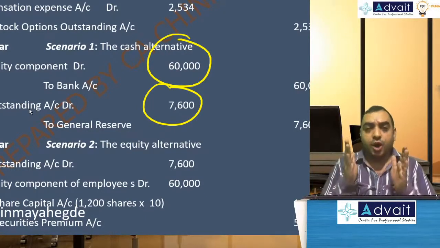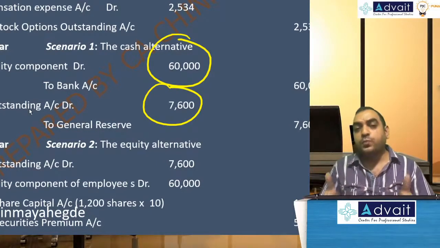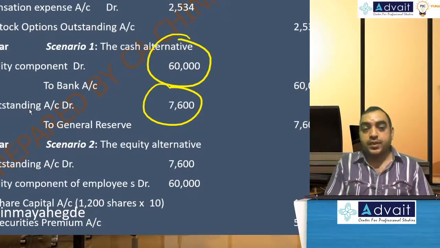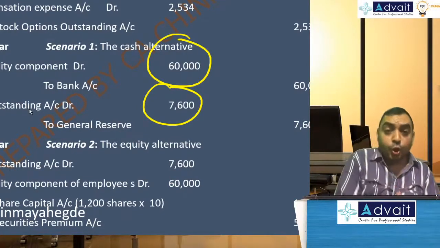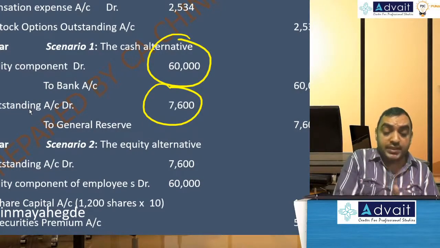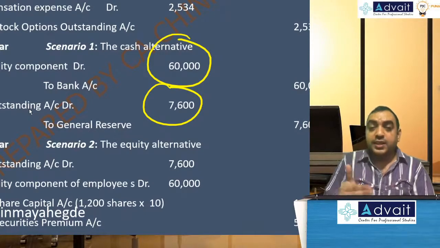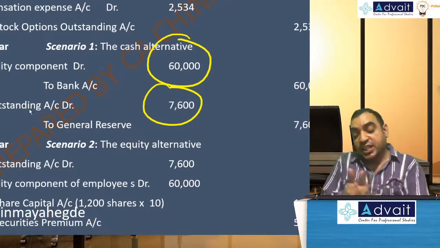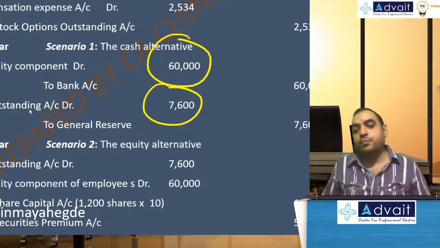Very simple. On the grant date, you have to split between debt and equity. How do you do it? From the total consideration, subtract the debt element, and what remains is the equity component. Total means the equity settlement number of shares into its fair value, minus the debt component, which means the cash settlement number of shares into its fair value. The difference, total minus debt, is the equity component.